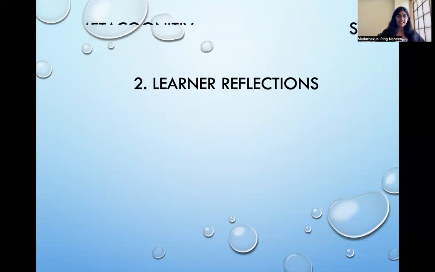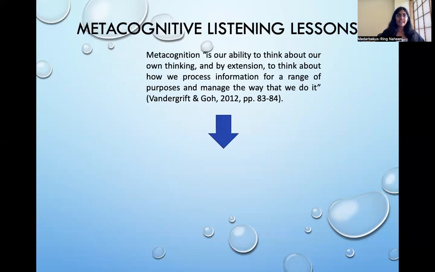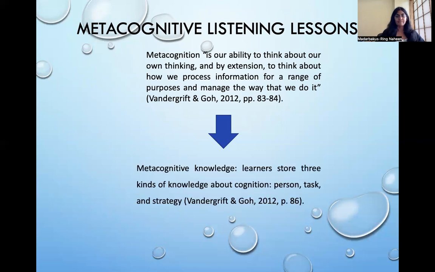So we can look at metacognitive listening lessons, and we can define metacognition as our ability to think about our own thinking, and by extension to think about how we process information for a range of purposes and manage the way that we do that. So it's how we can control our learning. It's very, very learner-centered, and it's very, very learner-focused in terms of us being able to understand and to be able to fix our own mistakes.